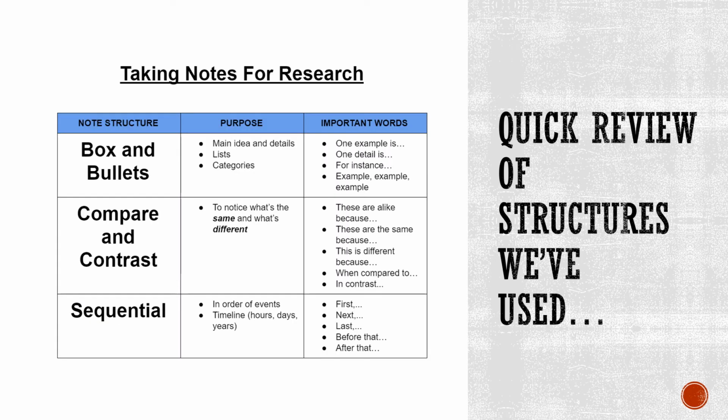So let's quickly review the structures that we've already used. We've used box and bullets, which, as you know, is for main idea and details. Sometimes it's for lists or categories. And there's some important keywords you could use: one example is, one detail is, etc.